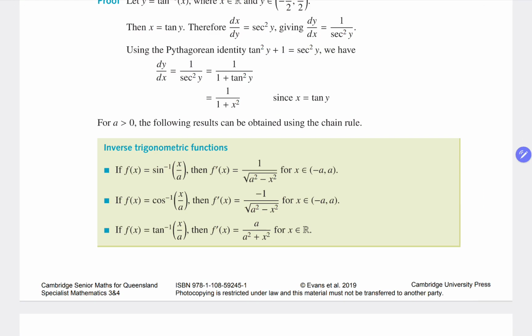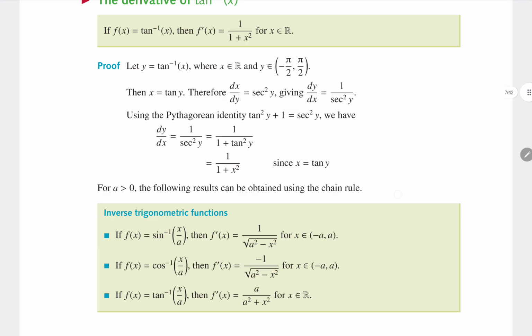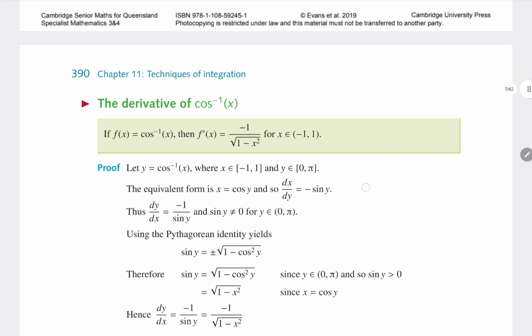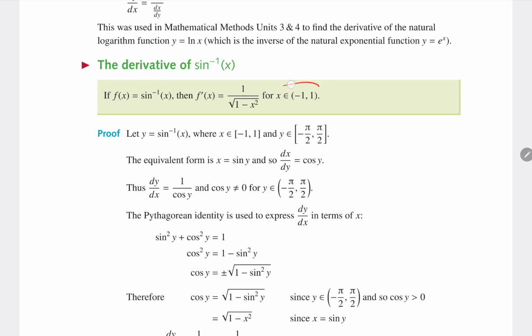Alright, so the next bit is this thing here. Negative a to a. Why is it negative a to a? And why is the restriction for sine and cos from negative 1 to 1? Why is that the case? What do you think? Oh, because if you go anything higher than 1, then it becomes a negative number.